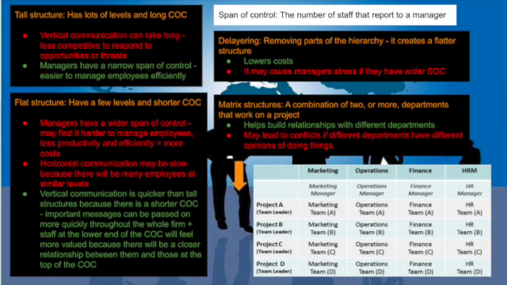A matrix structure, again, is unlikely to come up, but I'm just going to go through it so you have an understanding. It's a combination of 2 or more departments that work on a project. So it helps build relationships between different departments, but it may lead to conflicts if different departments have different opinions of doing things. For example, I have an example at the bottom right. You see project A, you have a person from marketing, finance, operations, and human resources working together. Hopefully you get what that is. Again, just take the key points and remember them and revise it yourself in what suits you.